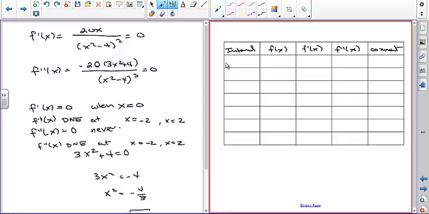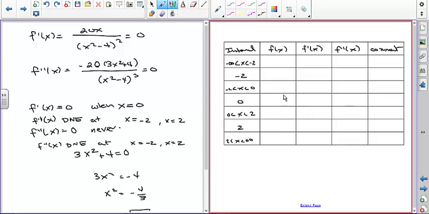Our first interval is from negative infinity to the first value of x where the function and the derivatives are undefined. Then we have the value of x where it's undefined. Then we go from negative 2 to 0. 0 is where we have a critical number. Then we go from 0 to positive 2. Then we have the x value where it's undefined. And then we go from 2 to positive infinity. So those are the intervals.